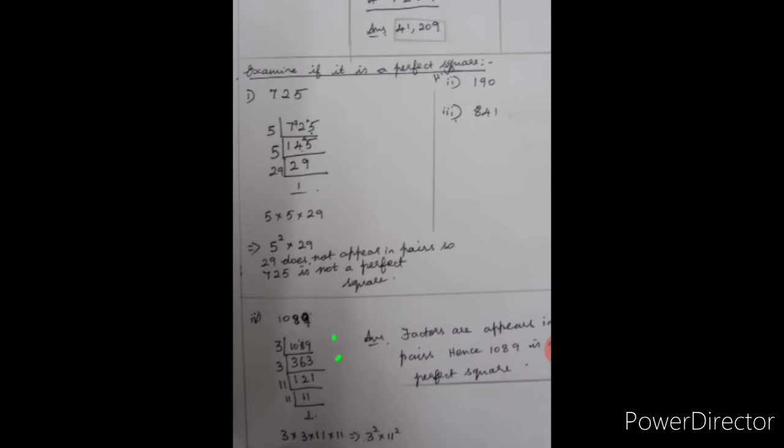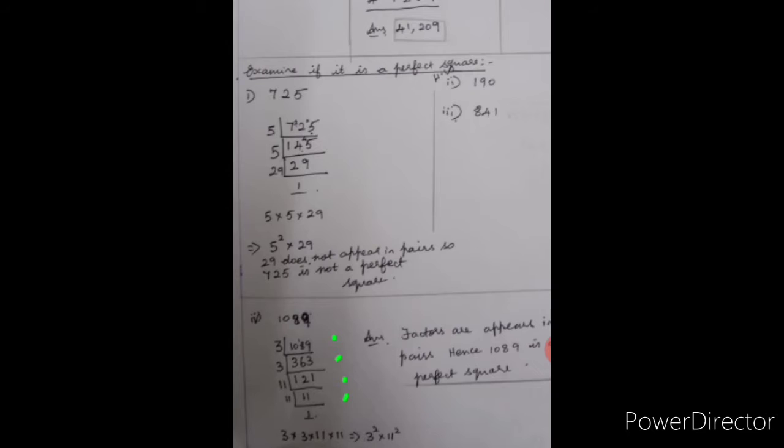Next, again the number ends with 3. So if you add the digits, 3 plus 6 is 9, 9 plus 3 is 12, 12 is divisible by 3. So you can factorize by 3. So 3 ones are, then 3 fours are, 3 ones are. Again 121, 11 times 11, 11s are 121. Again next 11 ones are 11.